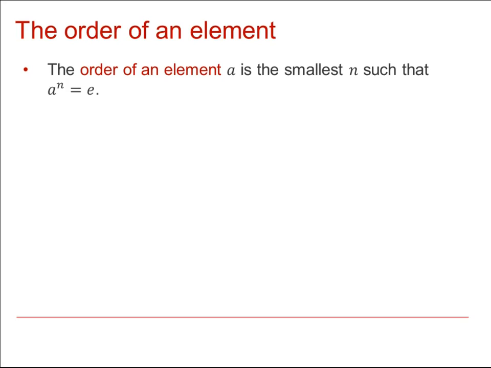The order of an element, however, is the smallest n such that we have a to the n is equal to e. Now, e is the identity element, and this notation here is used for multiple use of the operation. So for example, if we have an operation star, we would say that a to the power 4 is a star a star a star a. So it's just 4 times we've got the element itself.